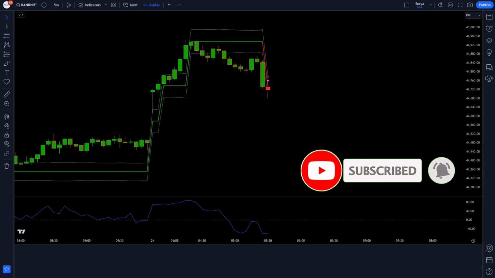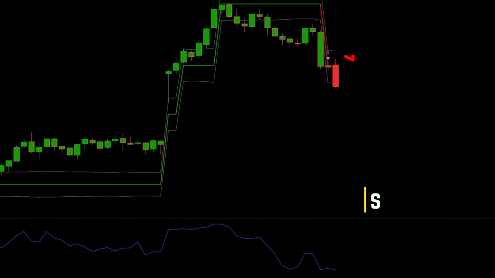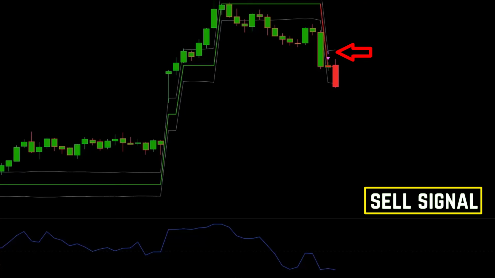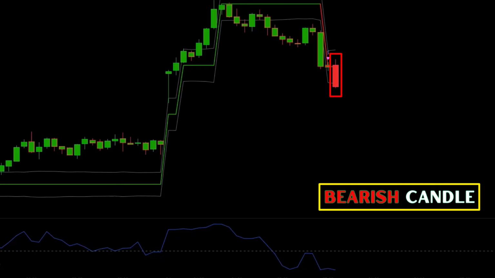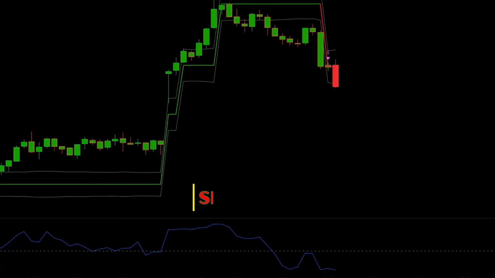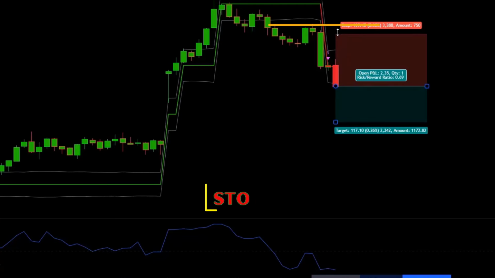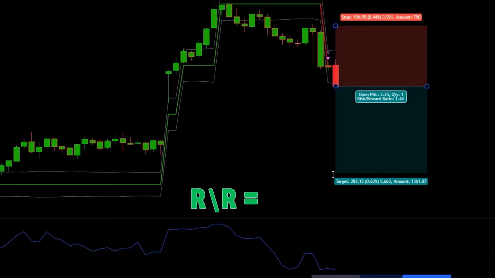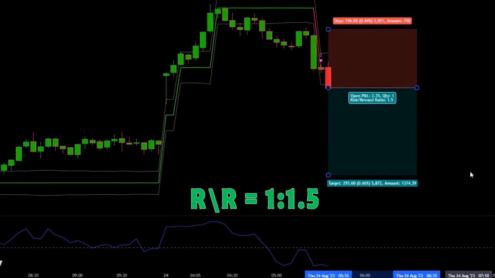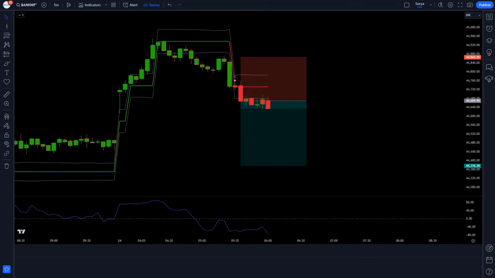Friends, let's see some examples of trades. When the Variation and Tuple indicator gives us a sell signal, the blue line of the Shan Momentum Oscillator indicator should be below the zero level. When the market forms a bearish candle, if this condition is met, we will take a sell order. Our stop loss is to be placed at the previous high of the market, and the risk-to-reward ratio will be 1 to 1.5. Let's see what happens to our trade.